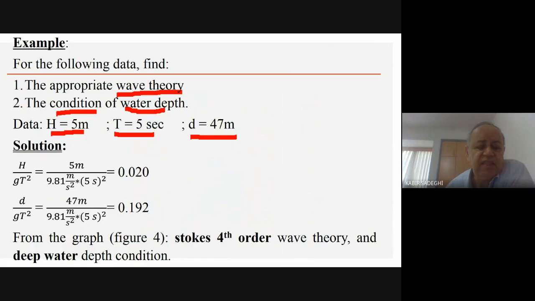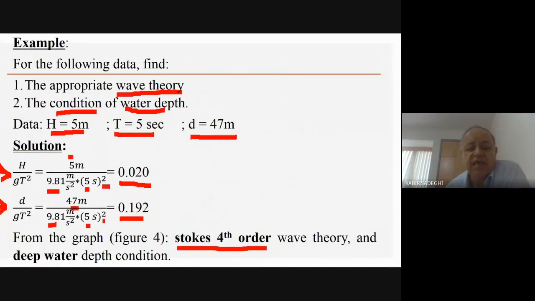As I mentioned, first we calculate H over GT squared. G, you know, is the gravitational acceleration, and H is given as 5. Therefore, you find a dimensionless value of H over GT squared. You calculate similarly for D: divide the water depth, 47, over GT, don't forget the square. And you find some value about 0.2 or 0.192. You go to the graph and you find that Stokes fourth order is valid and the water depth condition is deep water.